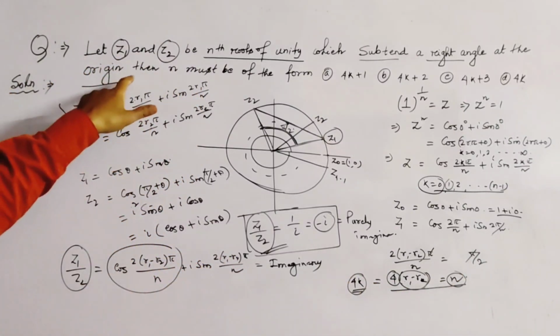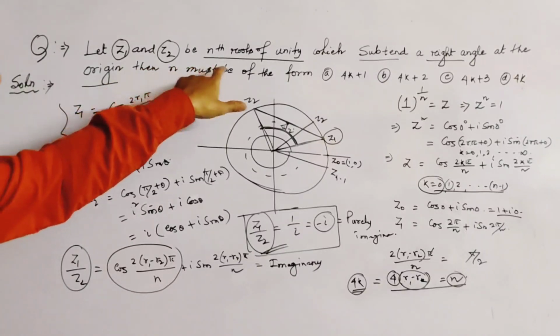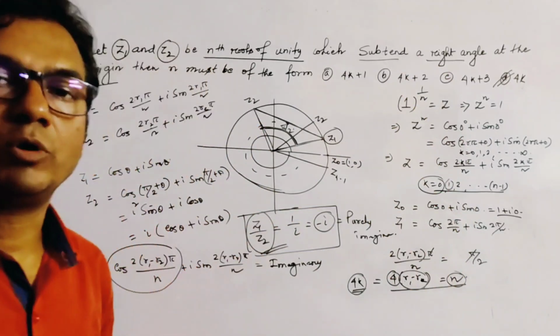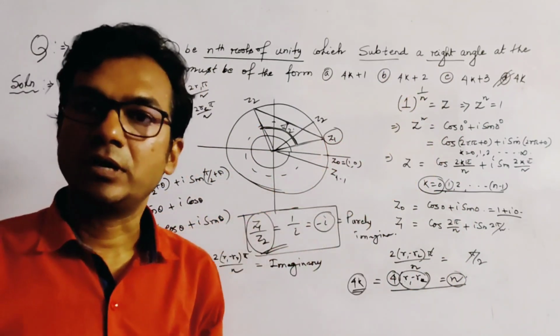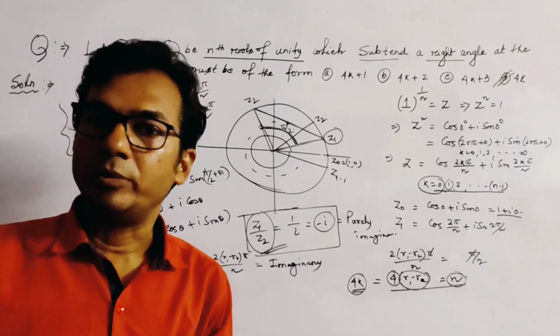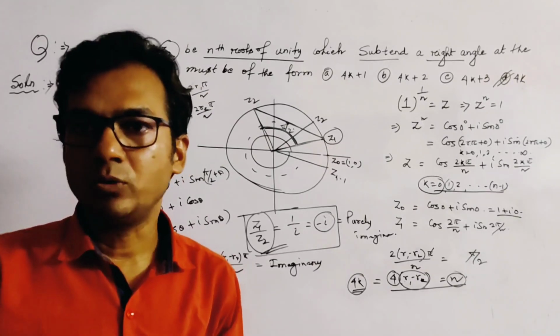So we have to find the correct option. n must be of the form 4k. The option D is correct, and this is a very important and conceptual problem of complex numbers. Thank you for watching.